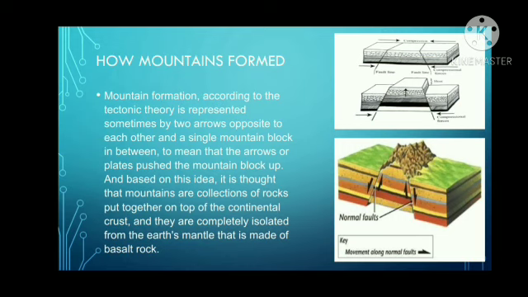Mountain formation, according to the tectonic theory, is represented sometimes by two arrows opposite to each other, and a single mountain block in between. We mean that the arrows are plates that push the mountain block up, and based on this idea, it is thought that mountains are a collection of rocks put together on top of the continental crust, and they are completely isolated from Earth's mantle that is made of basalt rock.